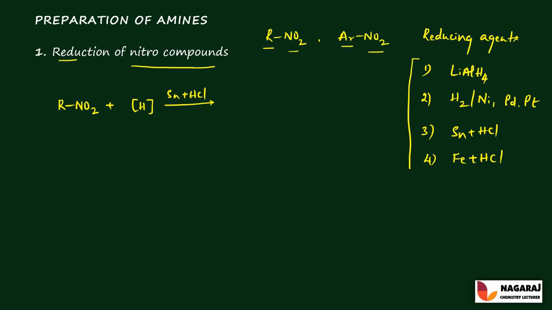Reduction is nothing but addition of hydrogen and removal of oxygen. So it gives the product RNH2, and the released oxygen atoms combine with hydrogens and form H2O molecules. That is, it requires 6 hydrogens and it eliminates 2 moles of water molecules.